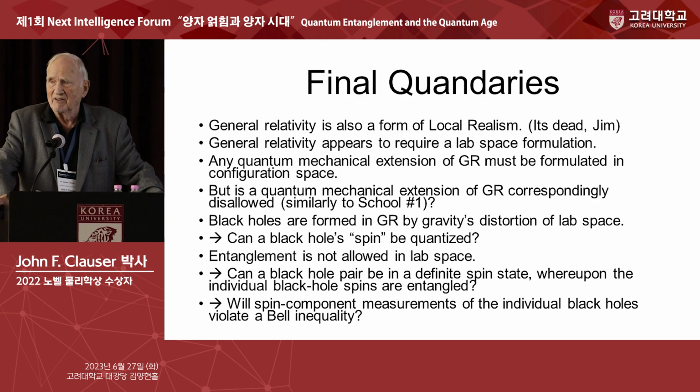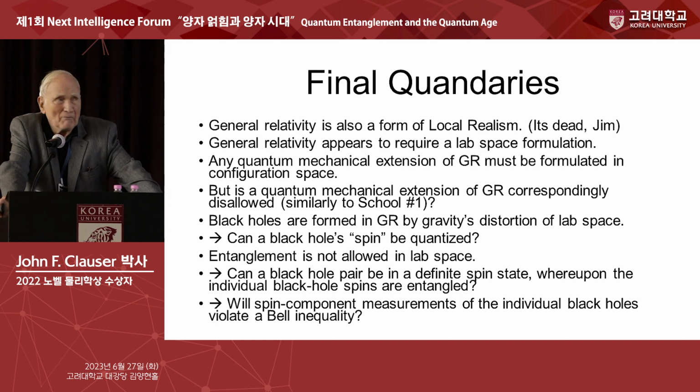Okay, the final quandary, I'm running short on time, is an unsolved problem in physics: how does one unify quantum mechanics and general relativity? You can't. One of the reasons is that general relativity is written in lab space, whereas quantum mechanics is in configuration space. No one seems to know how to construct general relativity in configuration space.